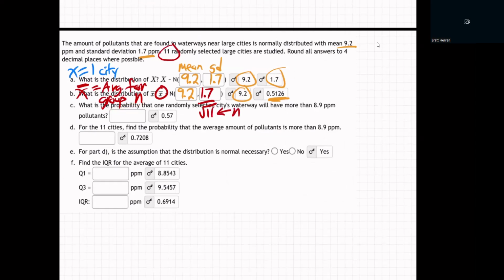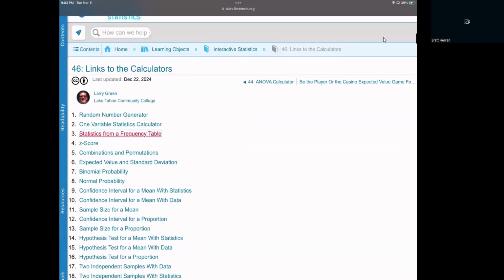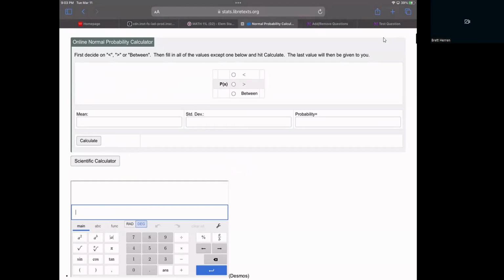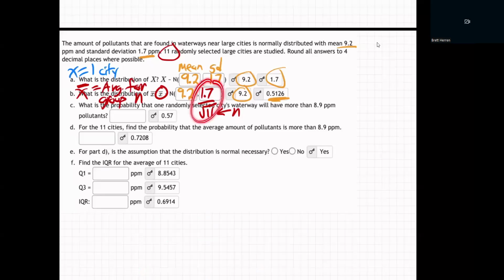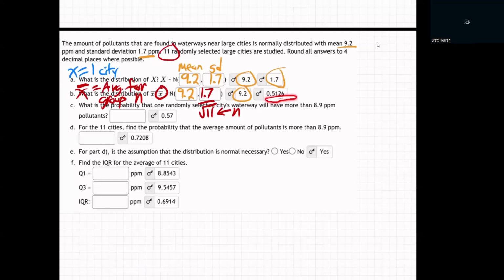So I'm going to go to the calculator and figure out what that is. Just click on the calculator on the home page. I'm going to go to the normal probability calculator, number 8. It pops open slowly. There it is. I'll hit the scientific calculator at the bottom. It's 1.7 divided by the square root of 11. There we go, 0.5125. Let me come back here, and that's how they got that 0.5126. They just rounded it. So for a group, the standard deviation changes. You have to divide it by the square root of the group size, n, which is always the group size.